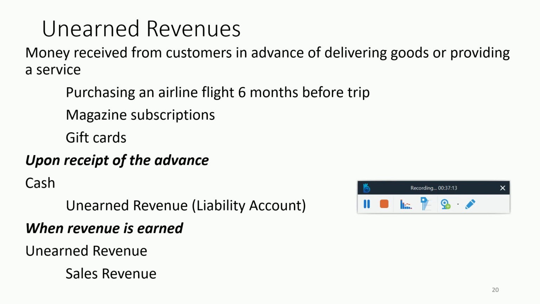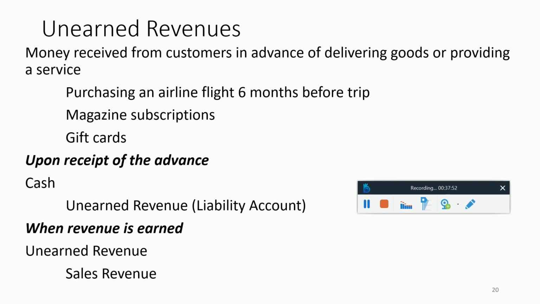For example, you might purchase an airline flight 6 months before you actually are going to fly. You might pay for an entire year's worth of a magazine subscription, and that magazine company now has an obligation to send you a magazine every month for the next 12 months. Additionally, you may buy a gift card to give to someone or even for yourself to use at a later date.